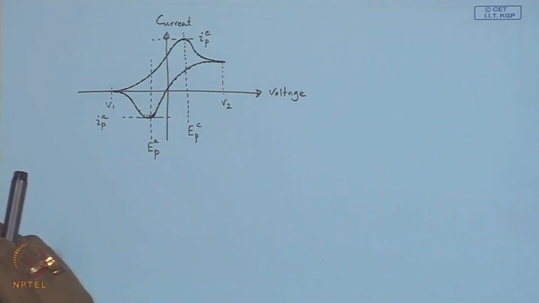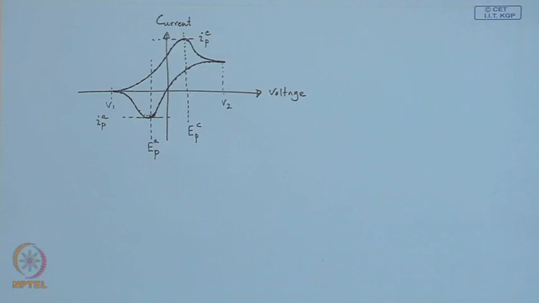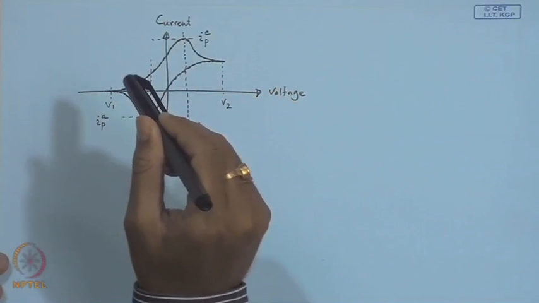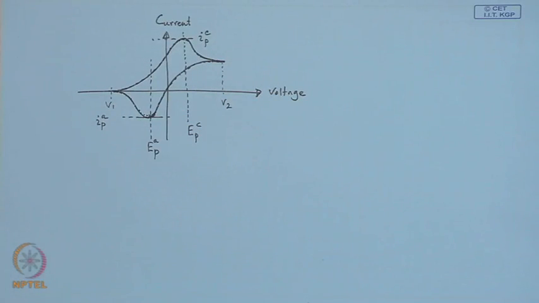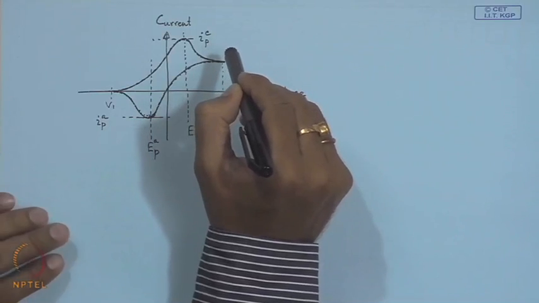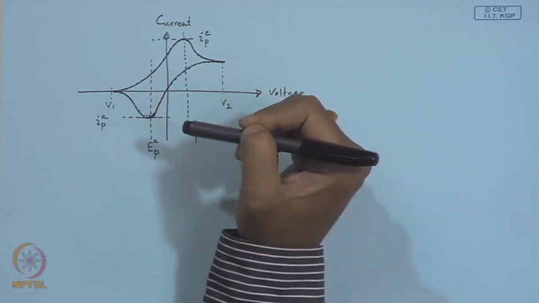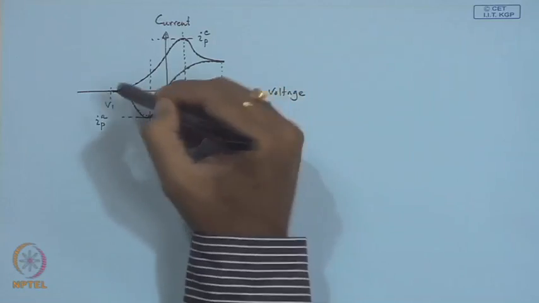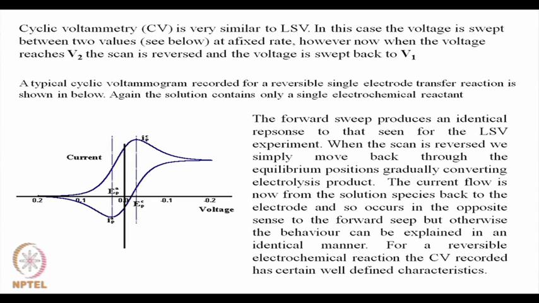Okay. For a reversible electrochemical reaction, the CV, when it is recorded, will have well defined characteristics. As I told you from the discussion of the linear sweep voltammogram, the peak position changes if it is not a reversible one, if it is quasi reversible. But if it is reversible, then you should expect something like this. Now, what are those characteristics?